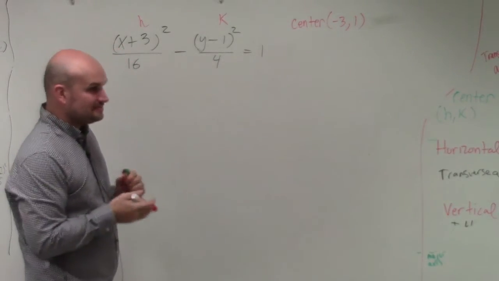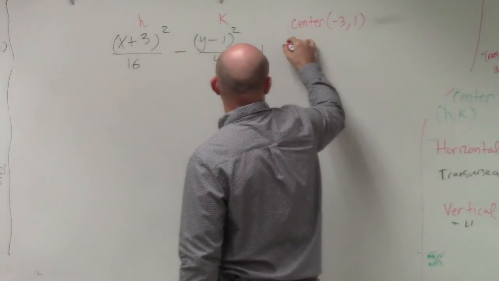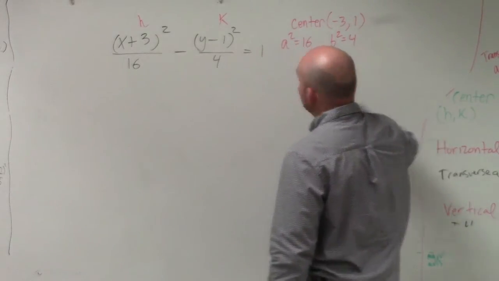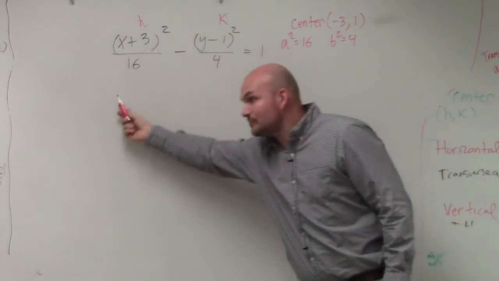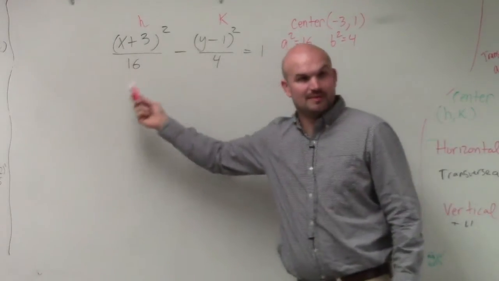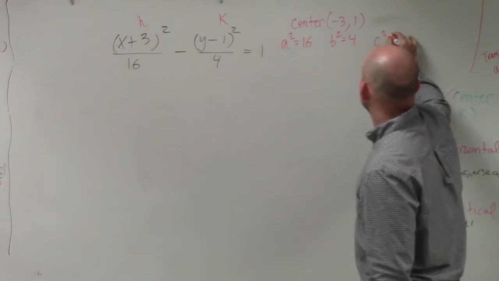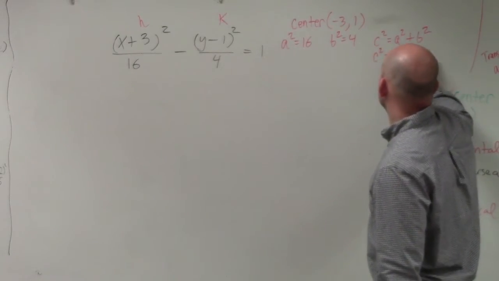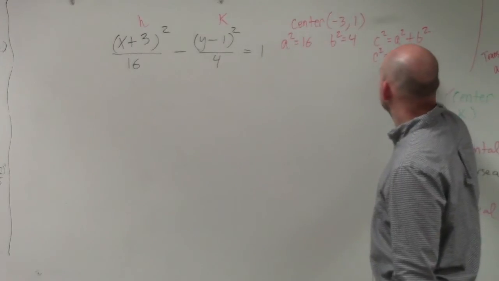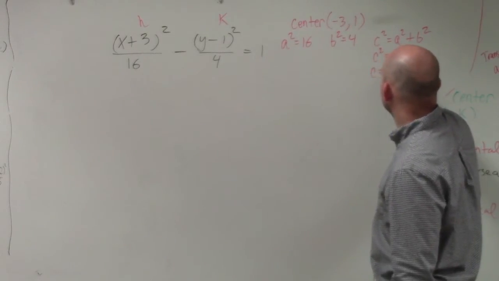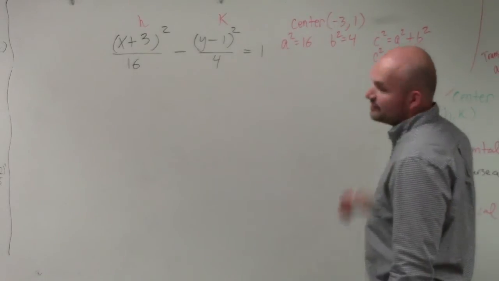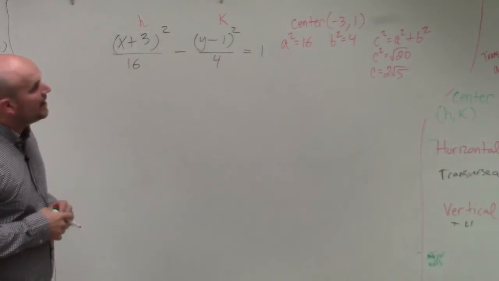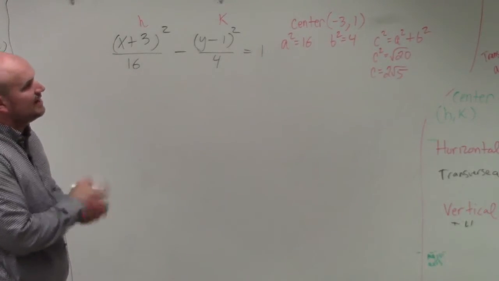The next thing is I want to identify my a, b, and c. So a squared we see is 16, and b squared is 4. Because remember, it's always a squared minus b squared. So therefore, c squared is equal to a squared plus b squared. So c is the square root of 20, which you could also simplify, but we'll just leave that as 2 square root of 5. But you could think of that also as a decimal, which would be 4 point something. All right, so now we've identified the center, a and b.